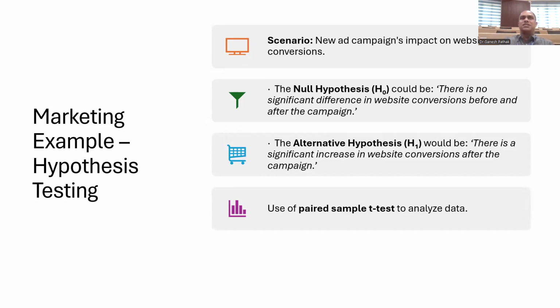So to test this, the company collects the data on website conversion before and after the campaign. And then using a statistical test, let's say a paired sample t-test, they compare the two data sets. If the result is statistically significant, usually if the p-value is less than 0.05, the null hypothesis is rejected and the company may conclude that the ad campaign had a positive impact. Definitely in the coming sessions, we are going to learn more about hypothesis testing in detail.